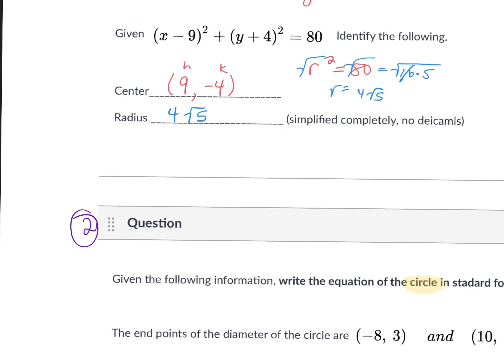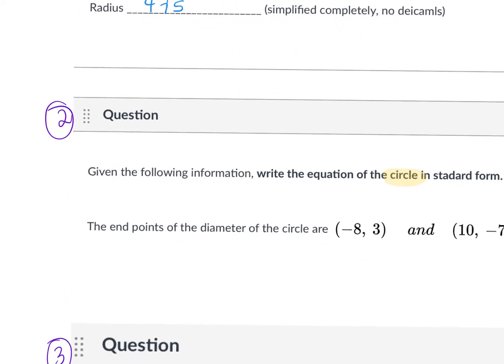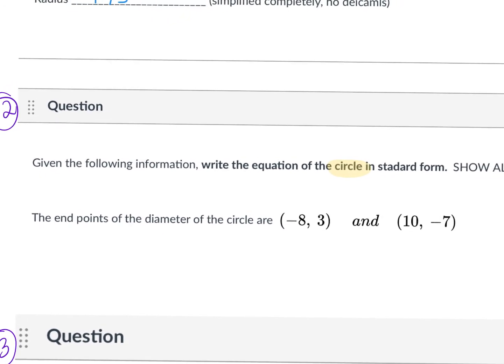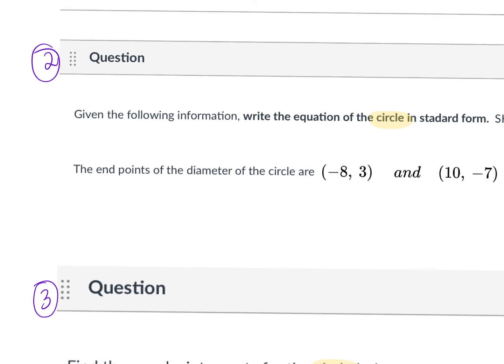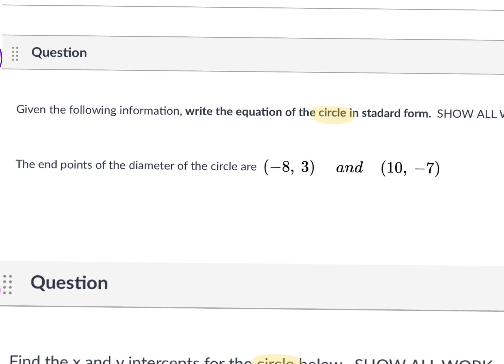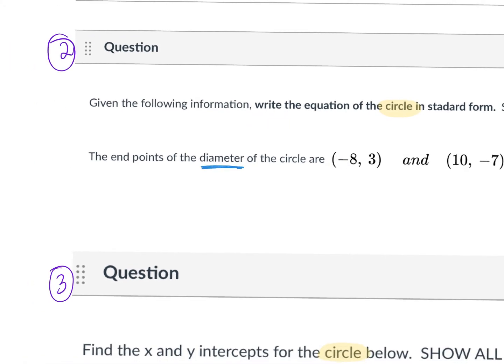Okay, let's look at the second one. All right, given the following information, write the equation of the circle in standard form. If you don't have a picture, sometimes it's good to draw one. A lot of you made this mistake on this test when we gave it. A lot of you just found the distance between these 2 points, said that was the radius, and then moved on. What they are telling you is the diameter of the circle.